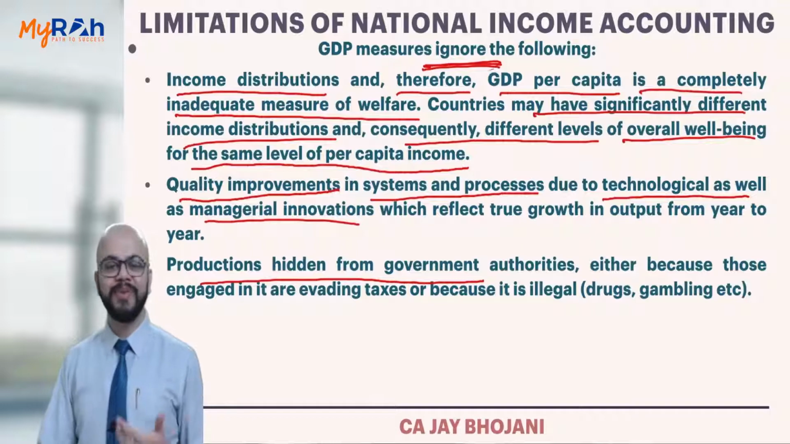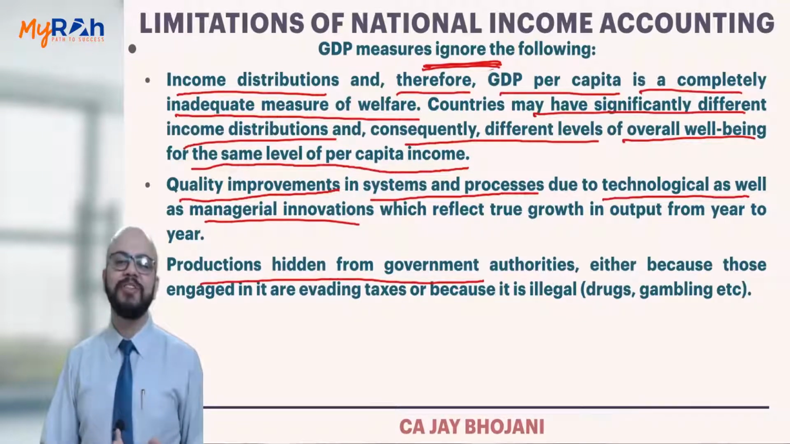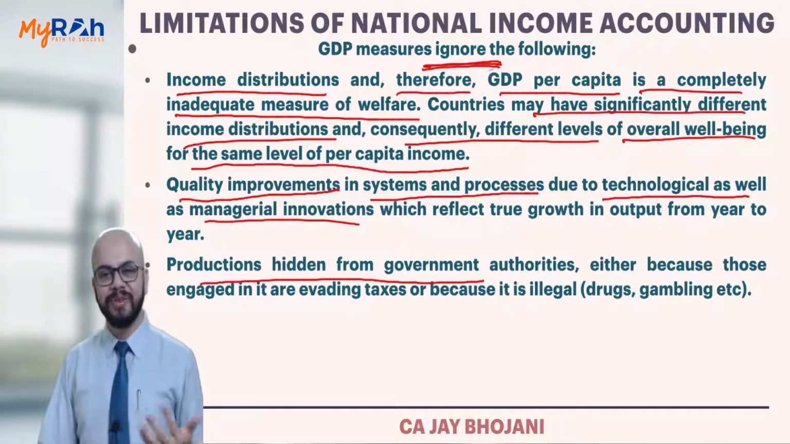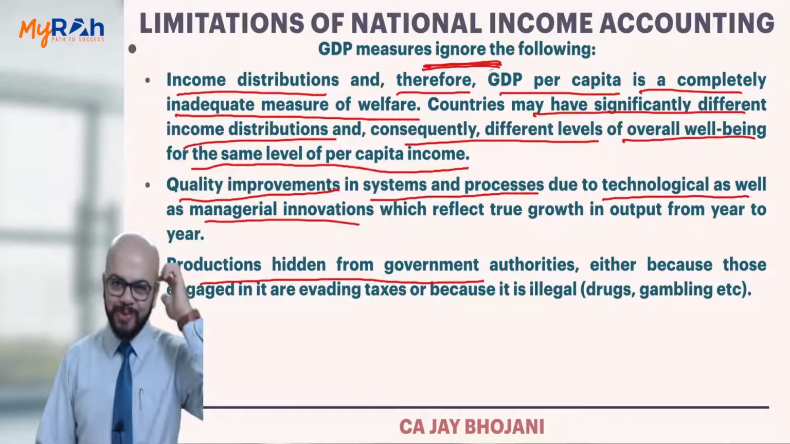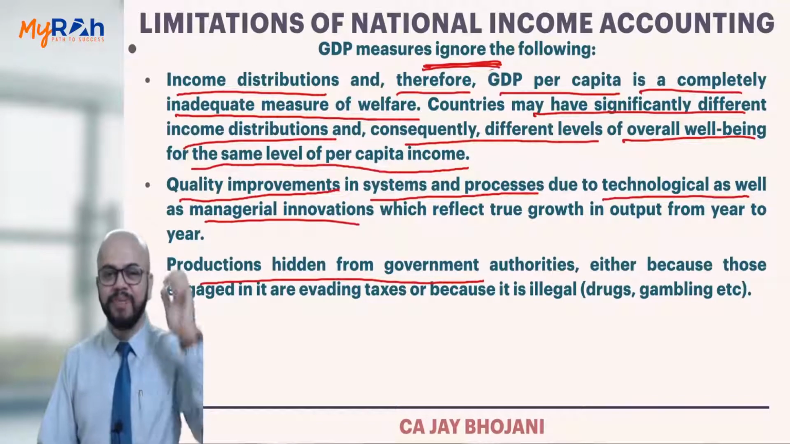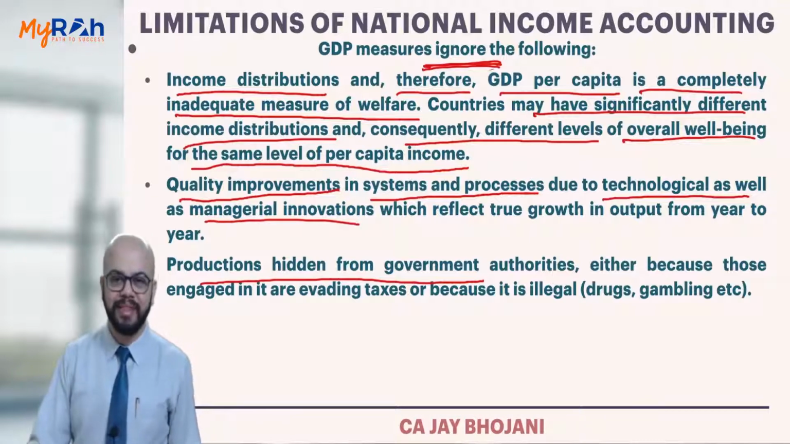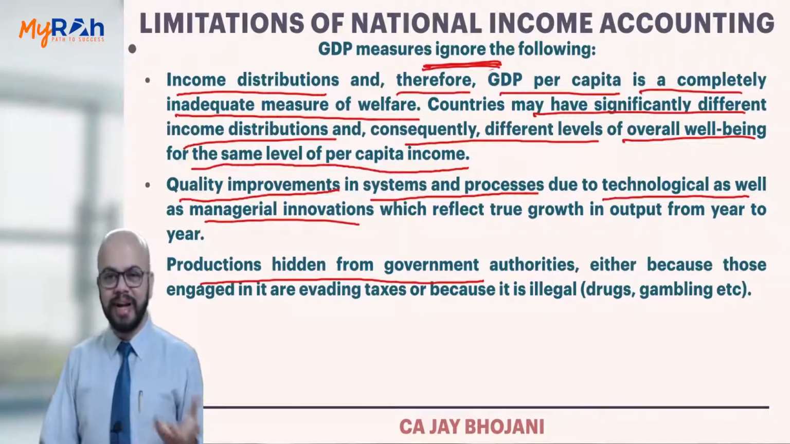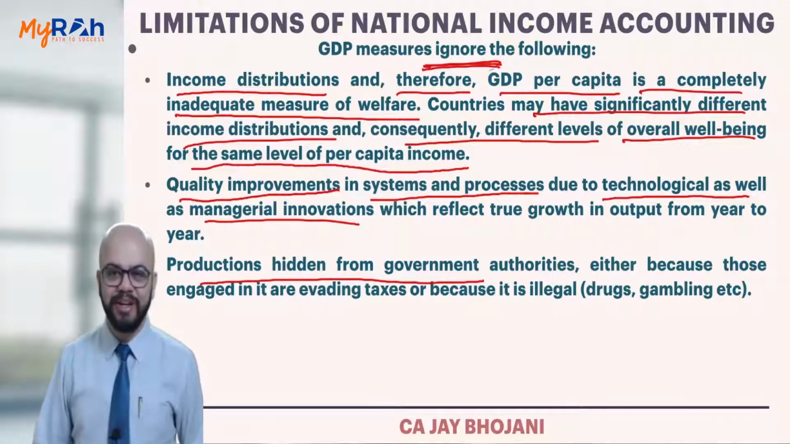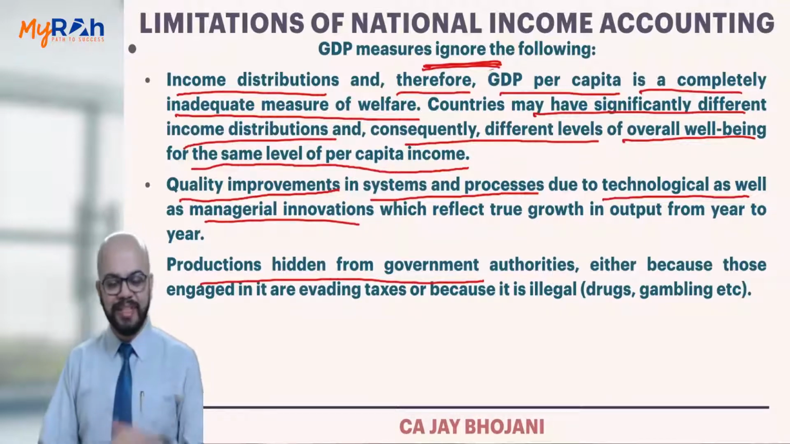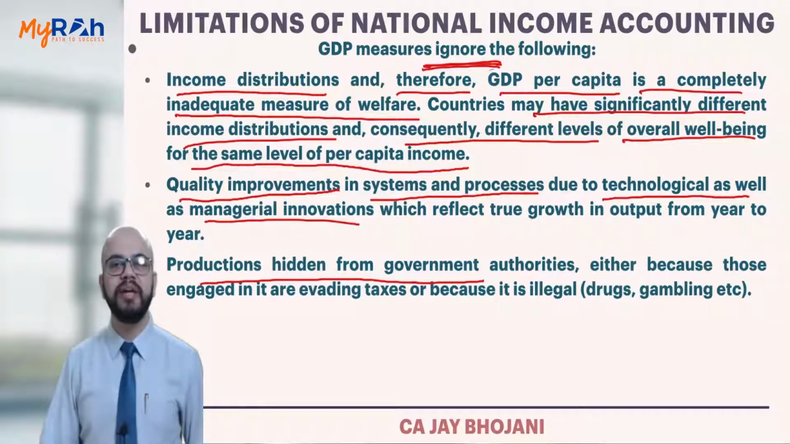Number one, either whatever activities they are performing are illegal. Correct? That is one reason to hide. And second, because of the activities, the income that they are generating through those activities, they don't want to show it to government to evade taxes. Okay, so hiding these activities is quite common, whether legal or illegal, and therefore whatever GDP we calculate will obviously not give us a true picture of the production being undertaken in the country.